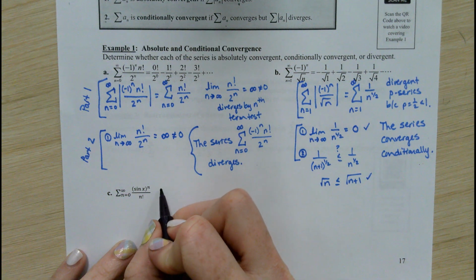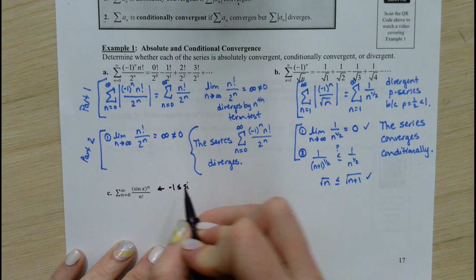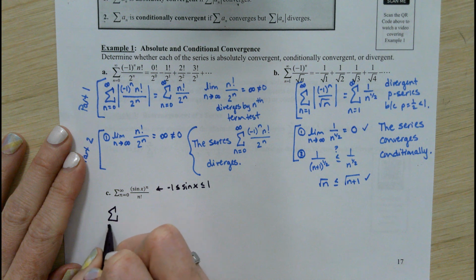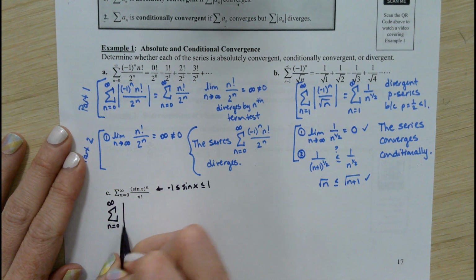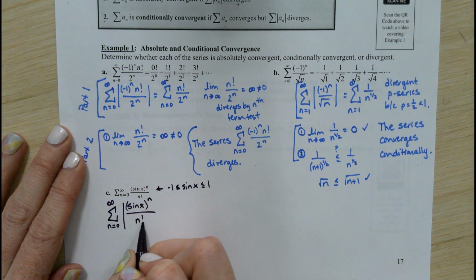We know that sine is always going to be between -1 and +1, so -1 is less than or equal to sine x, which is less than or equal to +1. And so that does mean that for some values of x, we will have negative terms, because this input might be negative and then it might be raised to an odd power. So we do have a situation where there are negative terms. So if we're going to test for absolute convergence, we need to make sure that we show that we're considering the absolute value of this series. So we're going to write the absolute value of sine x to the n over n factorial.